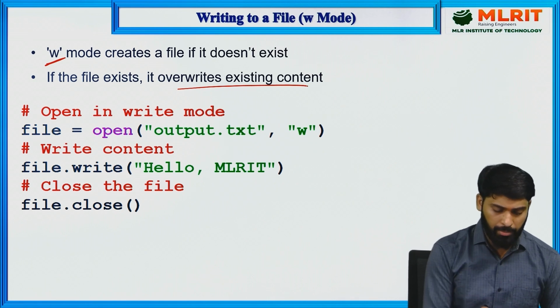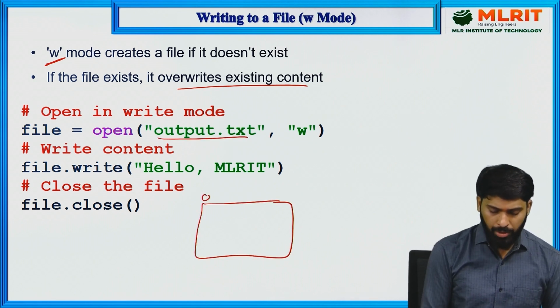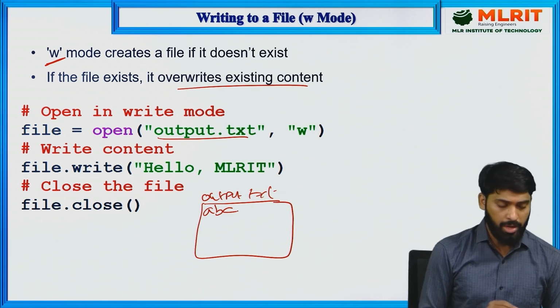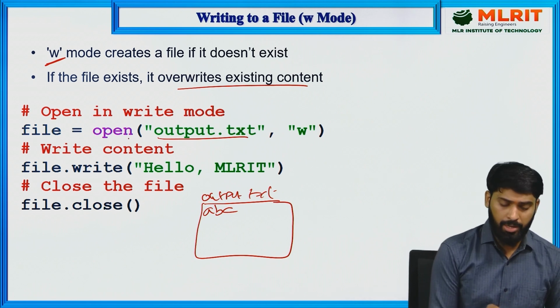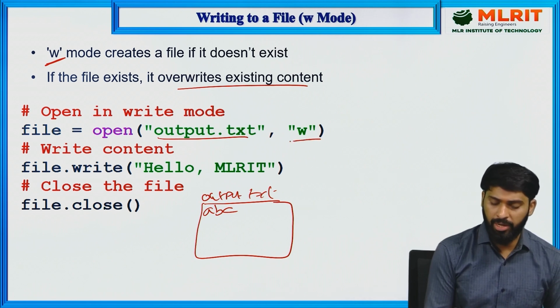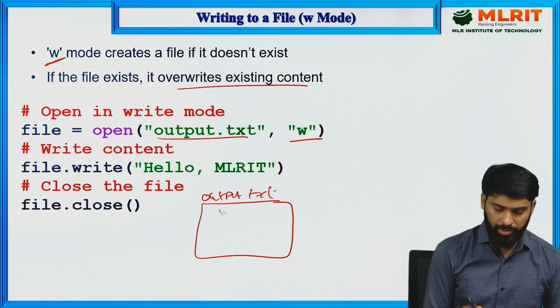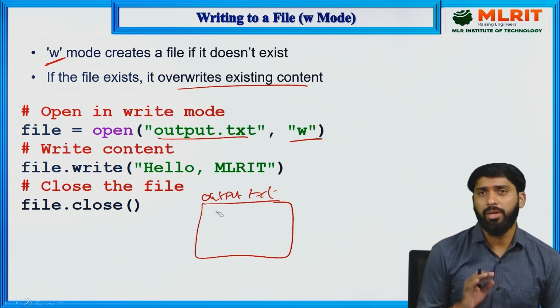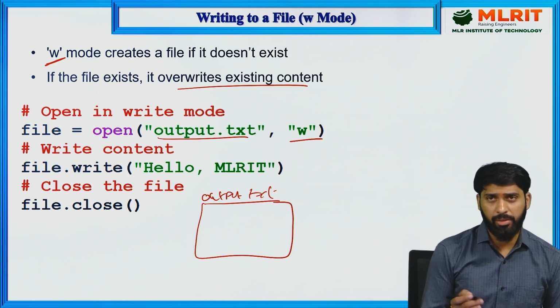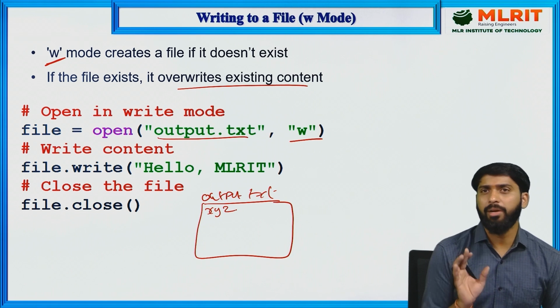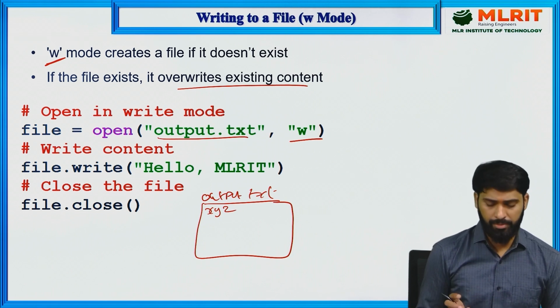For example, here the file name is output.txt. Here there is some data, ABC. Now file equals open output.txt. What is the mode here? W. The file exists, so it will erase the data. Okay, the new data, for example, is XYZ. Then the previous data is overwritten by the new content.